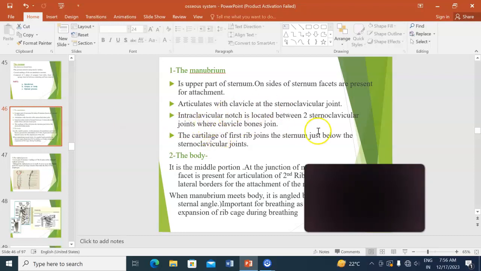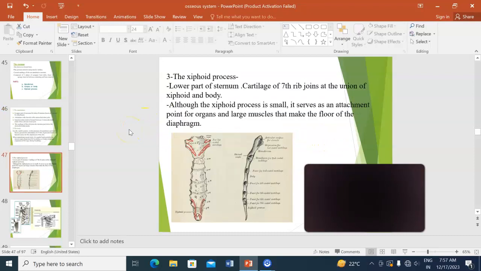In the two sternoclavicular joints, the intraclavicular notch is present, and inside this notch the clavicle bones are joined. Now the cartilage of the first rib is joined just below the sternoclavicular joint. See, in this part here will be the joint of the clavicle, which is called the sternoclavicular joint. Here, immediately, our first rib will get joined.